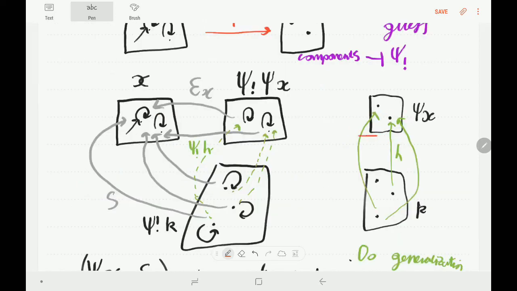Okay, so what I'm trying to illustrate here is that this points functor psi, which sends a dynamical system to its set of fixed points, is actually the right adjoint to this functor psi exclamation mark. This is the so-called discrete functor. It takes a set and it makes a very simple dynamical system out of it just by replacing each of the elements in this set with a self loop. Okay.